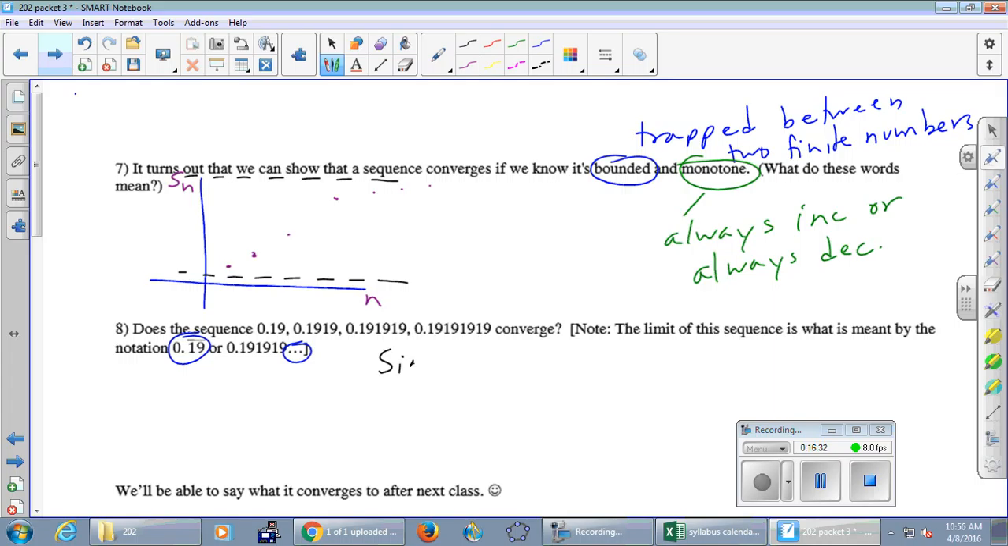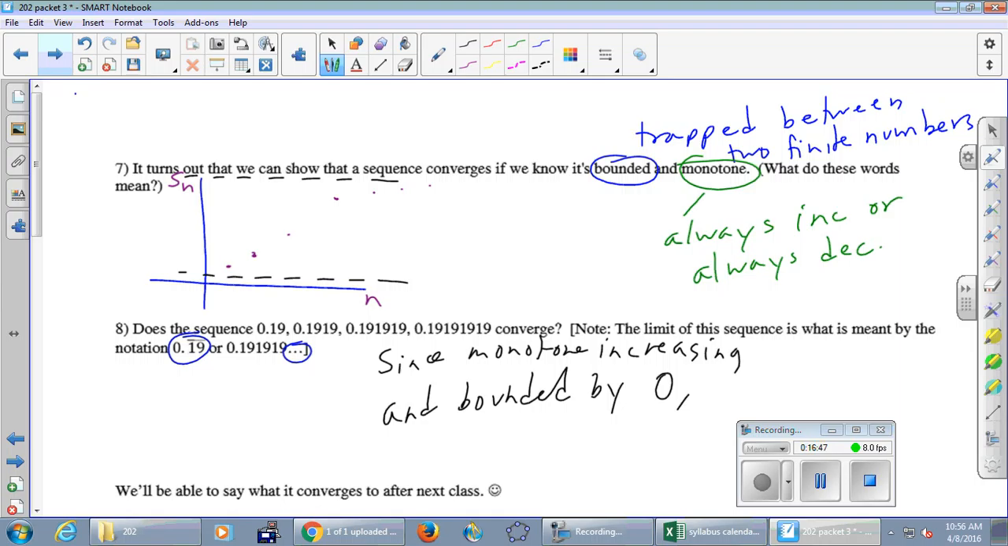So since this sequence is monotone increasing and bounded by, what do we say, 0 and 0.2, the sequence converges.